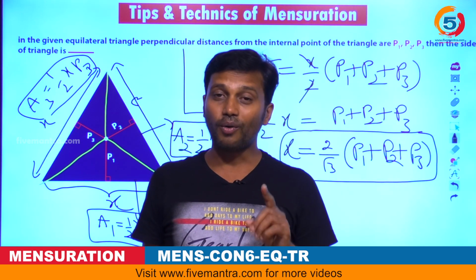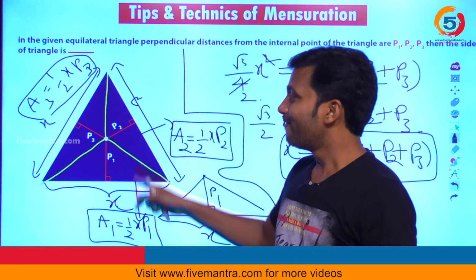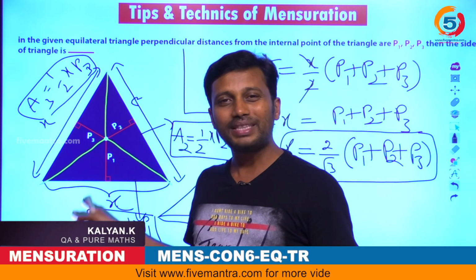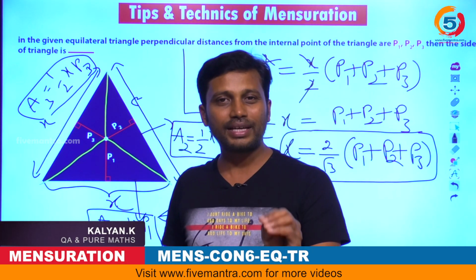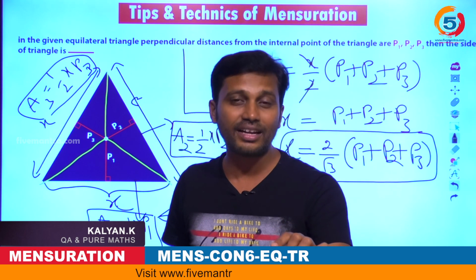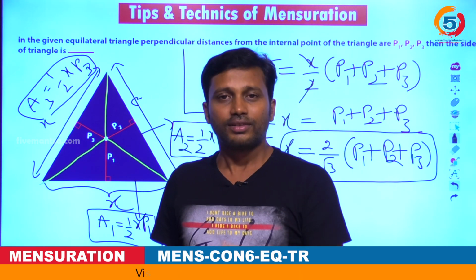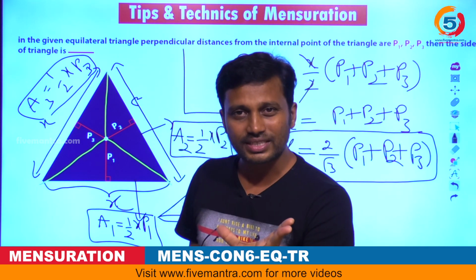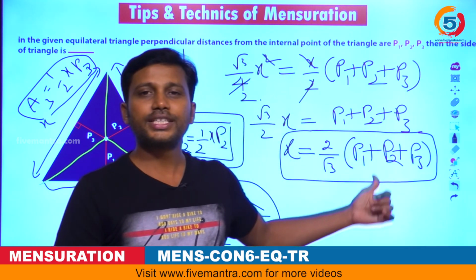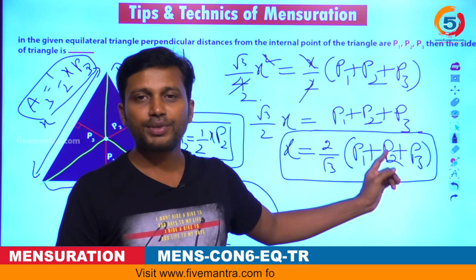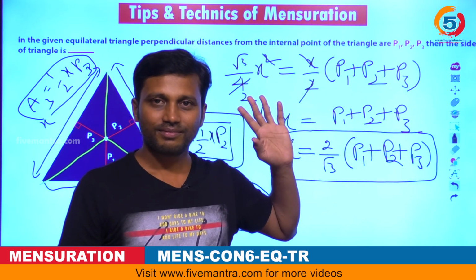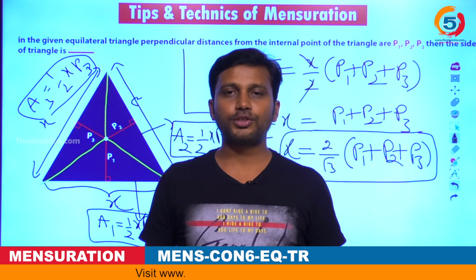So finally, what is our conclusion? When P1, P2, P3 are three perpendiculars drawn from any internal point in the triangle to the sides, then the value or the length of the side would be 2 by root 3 times of P1 plus P2 plus P3. Got it? So like that we need to do.